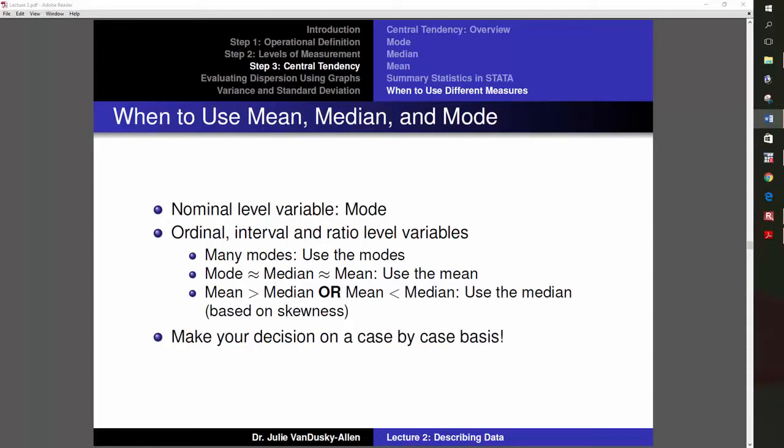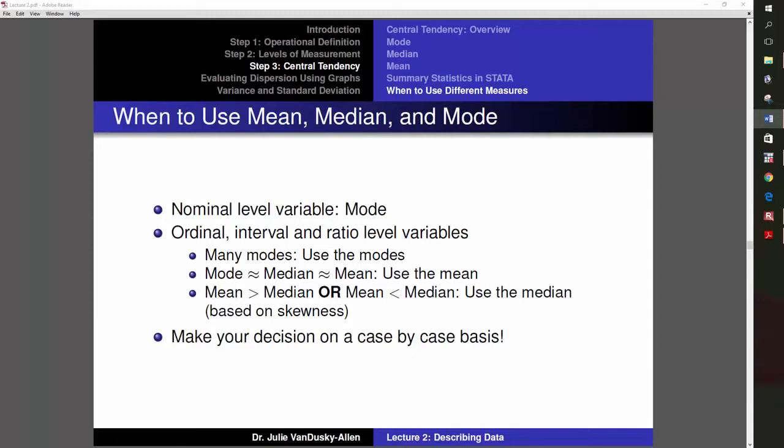With ordinal, interval, and ratio level variables, if the variable has multiple modes, use the modes. It demonstrates that there is not one single typical case in the data. Instead, there are multiple typical cases in the data. If, on the other hand, the mode, median, and mean are about equal, just use the mean. If the mean is significantly greater than the median, or the mean is significantly less than the median, then use the median. As I will demonstrate in the next part of this lecture, if the mean is significantly greater than or less than the median, then that means there are major outliers in the data.